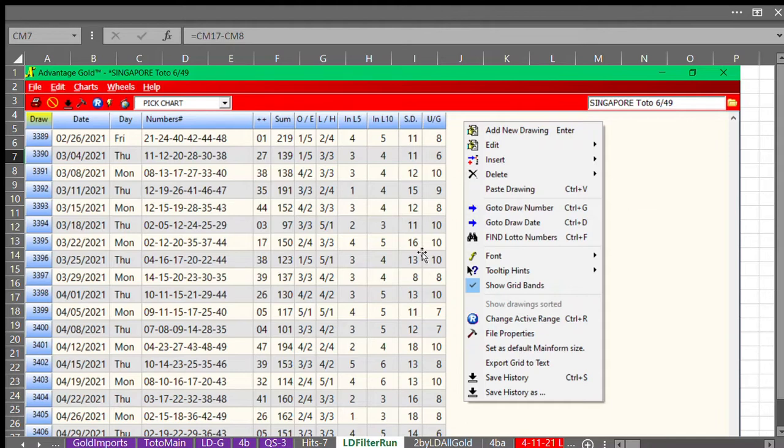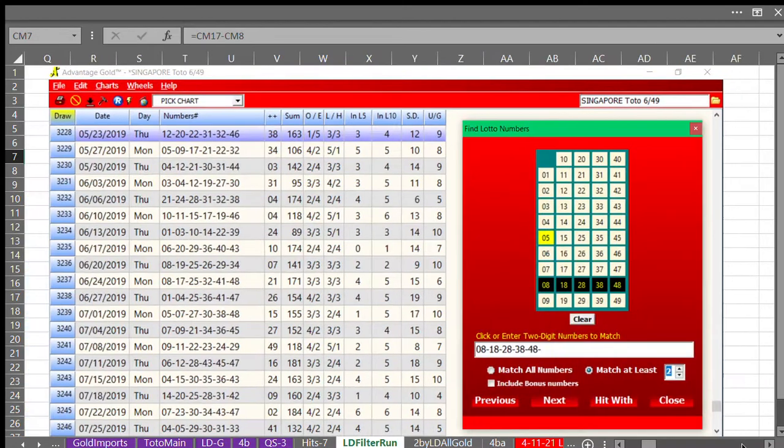So I ran this filter here, minimum 2 of these 8s. I ran it for every single number, for the 0s, the 1s, the 2s, the 3s, the 4s, the 5s. I ran it for all of them. And so here it is.